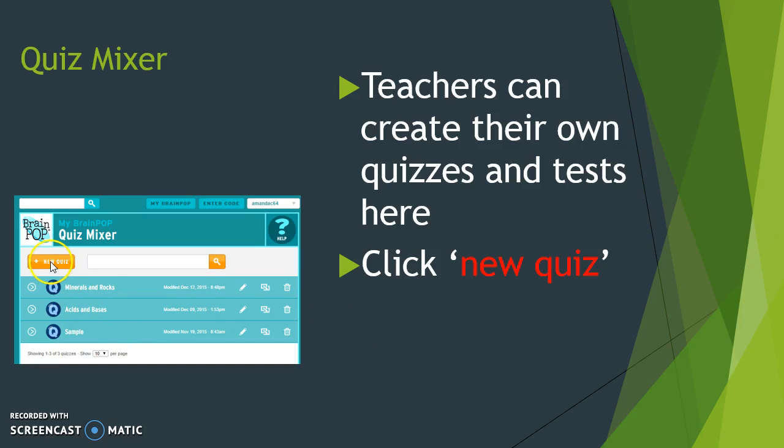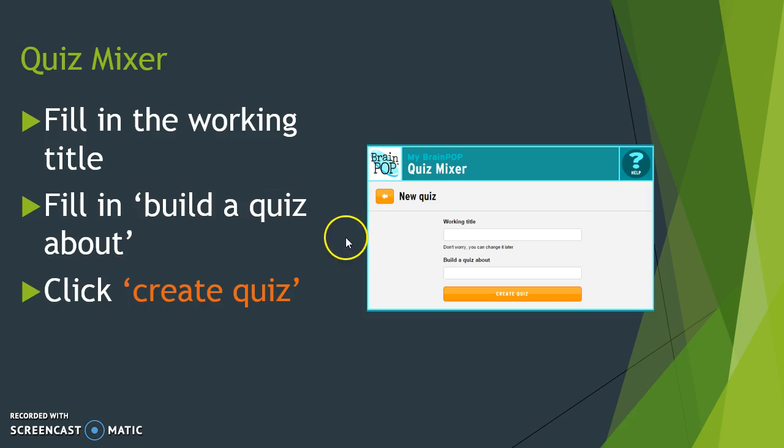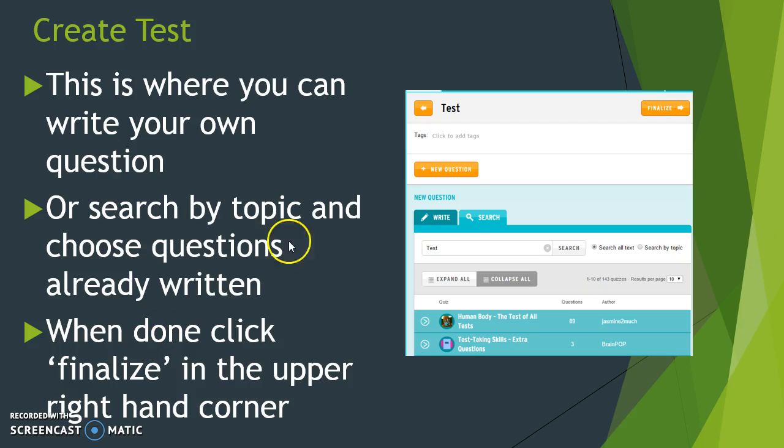So we're going to click New Quiz, and we're going to fill in a working title. We're going to fill in what the quiz is about, and then we're going to click Create Quiz. This is where you can now either write your own questions using this box here, or you can search for questions by topic and pick and choose questions that have already been written and add them into your particular quiz. When you are done, you're going to click Finalize in the upper right-hand corner.